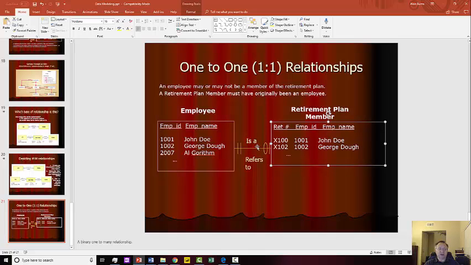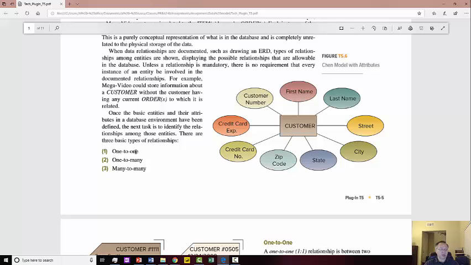So what does this look like for cardinality? One employee is a member of anywhere between 0 and 1 retirement plan members right here. But a retirement plan member must be connected to one and only one employee over here. So that's all three. Cardinality, there's a lot there. Just to recap, there's three types: one-to-one, one-to-many, many-to-many.